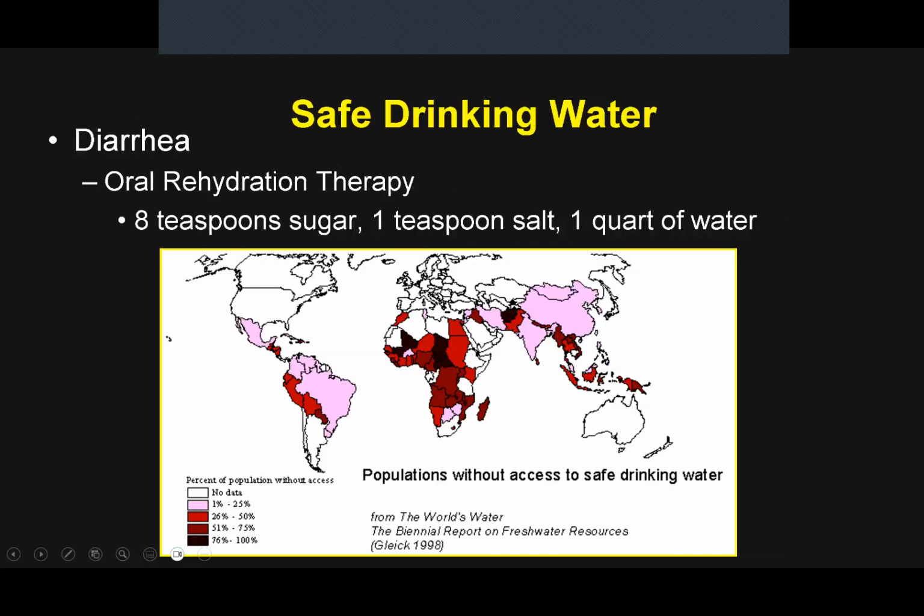Another big problem is just safe drinking water. This is a major problem, especially for children who can get diarrhea from this and can become dehydrated and die. So they have a thing called oral rehydration therapy, which is just 8 teaspoons of sugar, 1 teaspoon of salt, and 1 quart of water. And that can allow you to rehydrate.